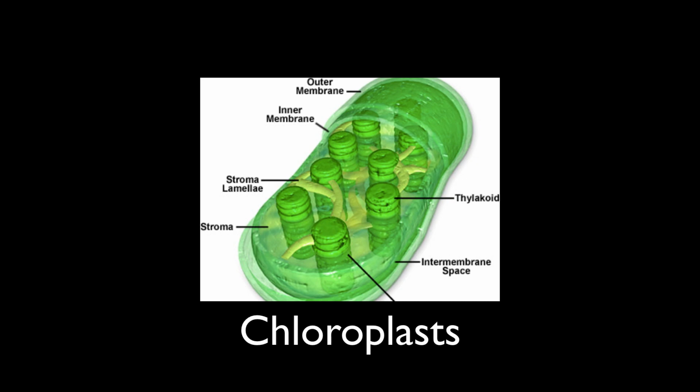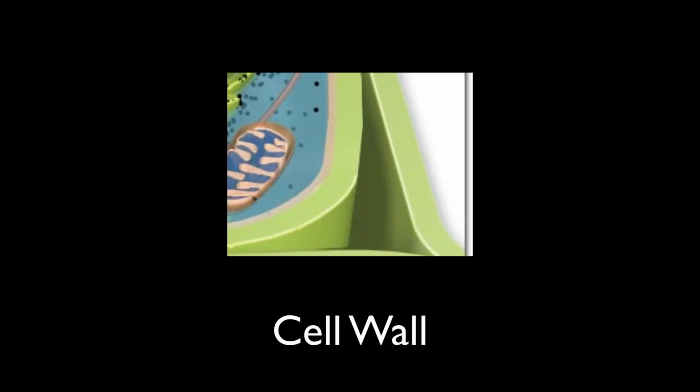Chloroplasts are a difference between plant and animal cells. Plant cells have chloroplasts, animal cells do not. Animals have to get their carbohydrates from somewhere else. A cell wall is actually on the outside of a plasma membrane. A cell wall is also a difference between plant and animal cells. Plant cells have cell walls for extra support. Animal cells do not.